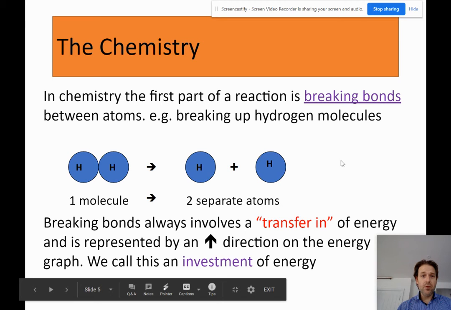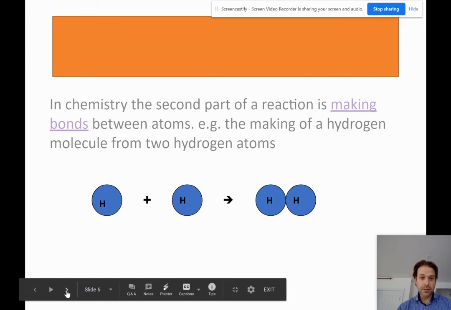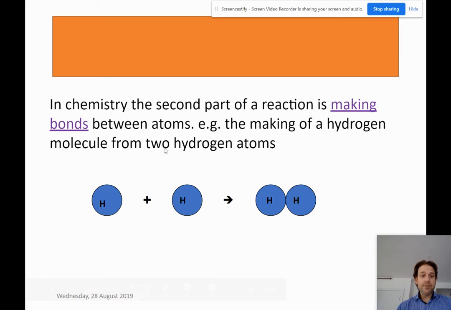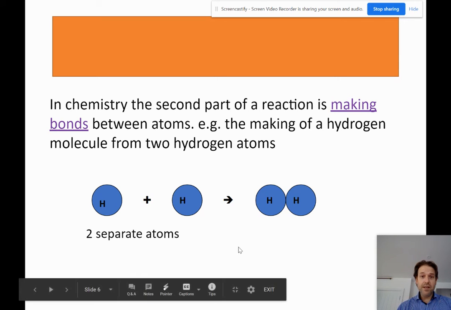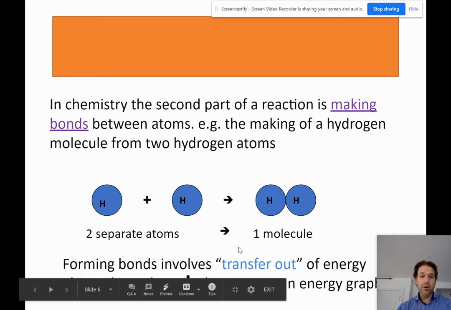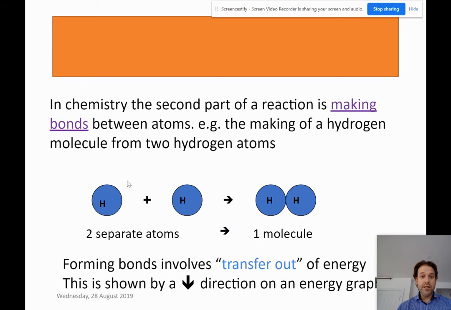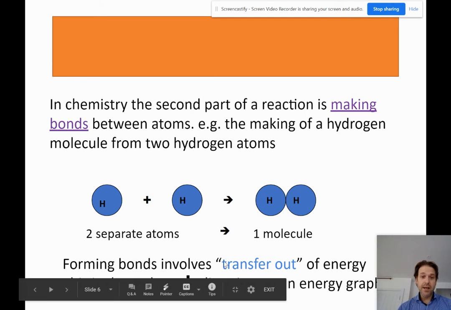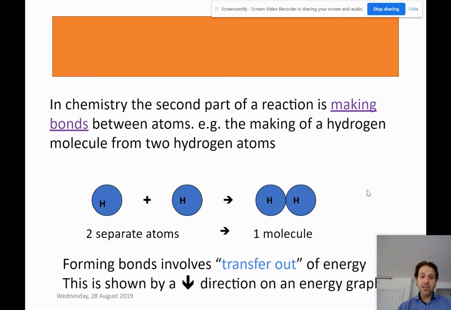When we look at making bonds, so here the opposite process, where we're taking two separate atoms and sticking them together to make a molecule, to create a bond that wasn't there, then this often involves transfer out of energy. And this is shown by a fall in the level of energy.